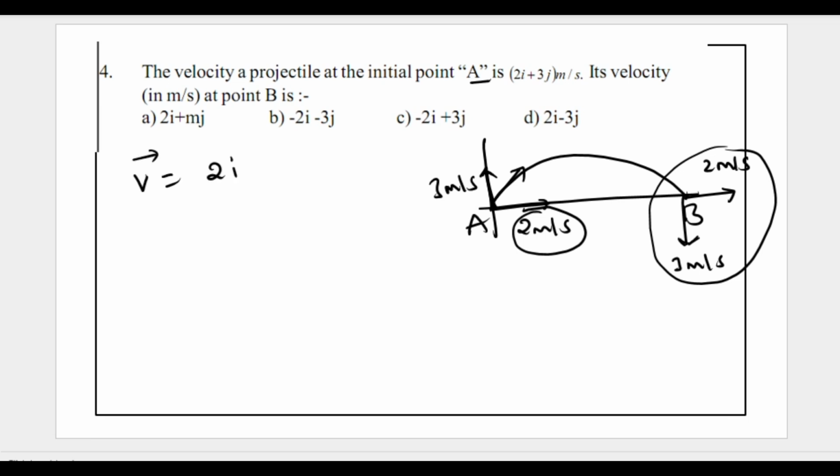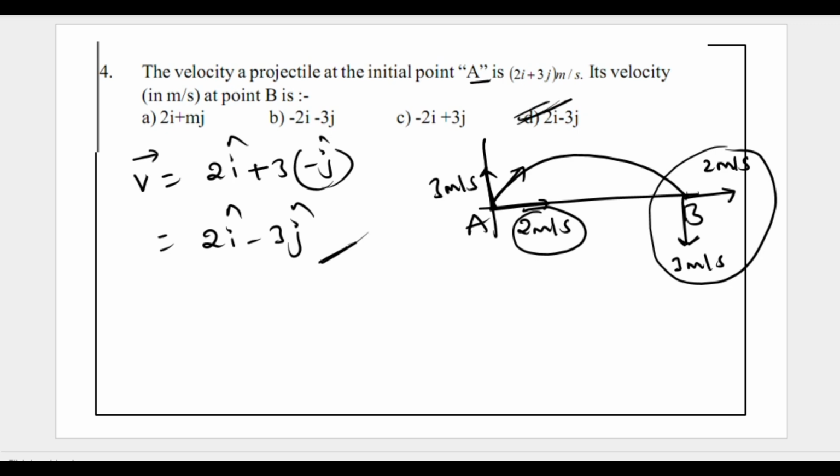So v is equal to 2 i cap, and 3 in the negative y-axis, so that is minus 3 j cap. So this can be written as 2 i cap minus 3 j cap. So this is the right answer. Which option? Option D is the right answer.